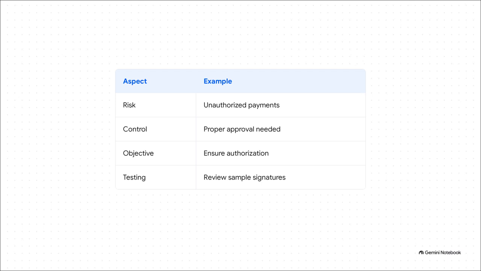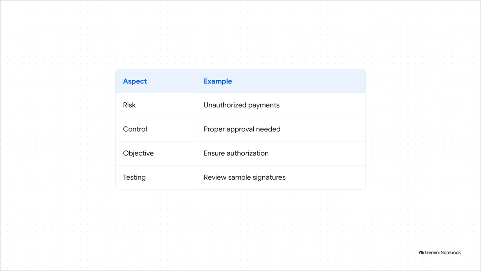Let's look at the first row, risk. Here we have unauthorized cash payments. Imagine a rogue employee realizing that petty cash or outgoing vendor wires aren't being closely monitored, so they decide to start skimming money into a fake account. That is a huge risk.